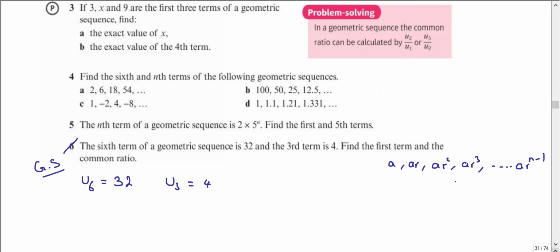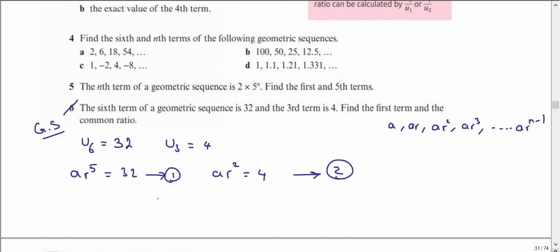And R is always any term divided by the previous one. So U6 here will be what? You tell me. It will be AR power 5. Adam, U6 will be AR power 5. Very good. So give this number 1. And for the other equation, it's AR power 2 equals 4. And that's number 2.